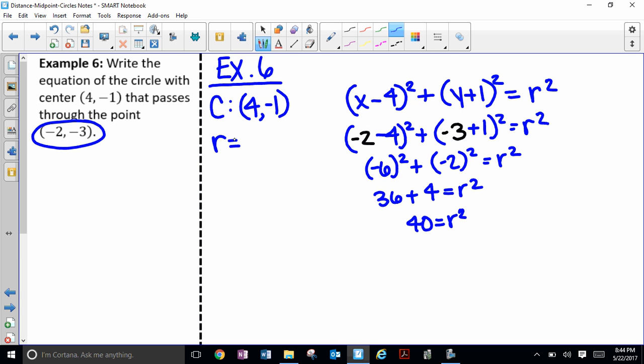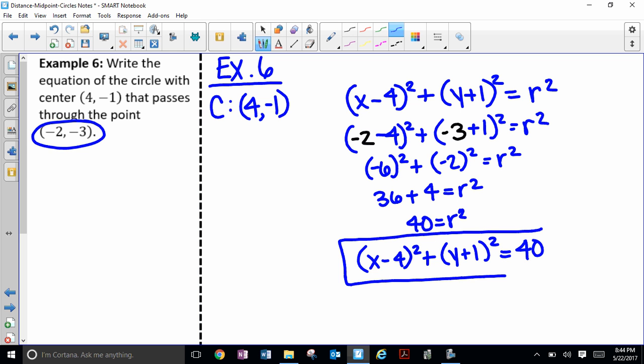So I don't really need to know the radius because now I'm going to go back to this equation that was up here and just copy this side, stayed the same. And I just take that radius squared number and put it there. So this is the equation of the circle given in example 6.